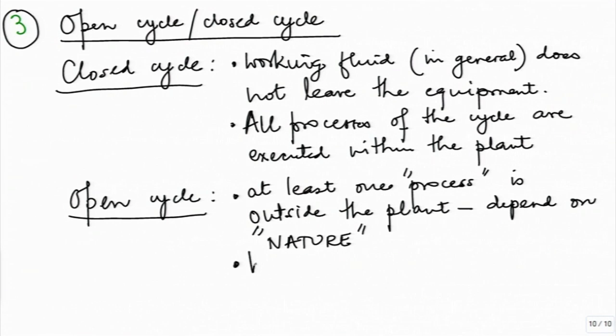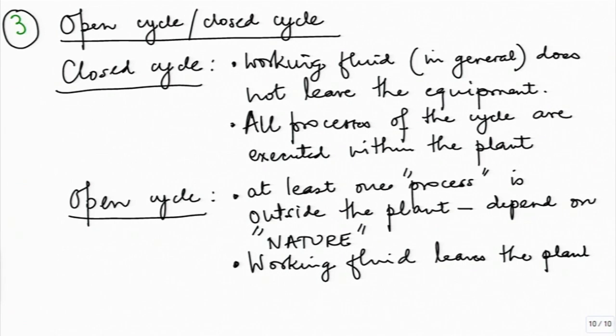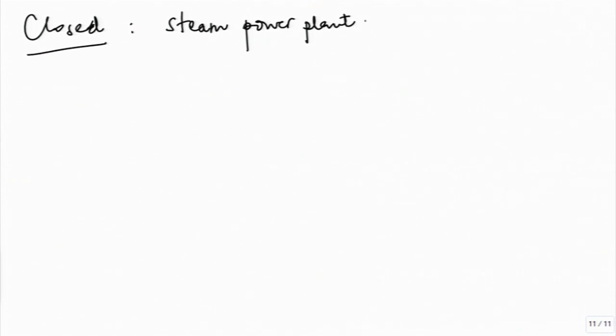And the working fluid leaves the plant and new fluid is inducted. Examples of closed cycles are steam power plants and refrigeration plants. Typical steam power plants and typical refrigeration plants.